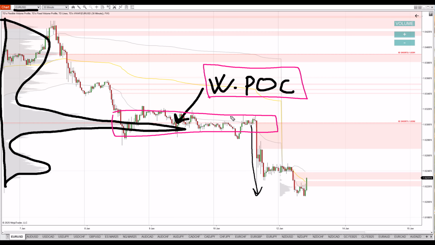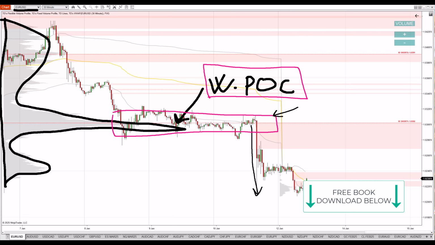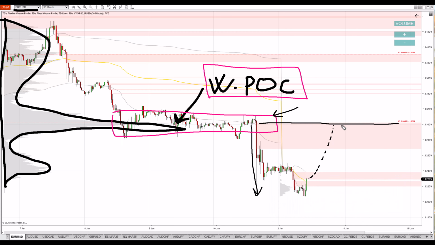This is a very important zone for the sellers, this rotation. For that reason, I think it's very likely that there'll be a reaction to it. So if there's a pullback, then there's a chance that there'll be a reaction like this.